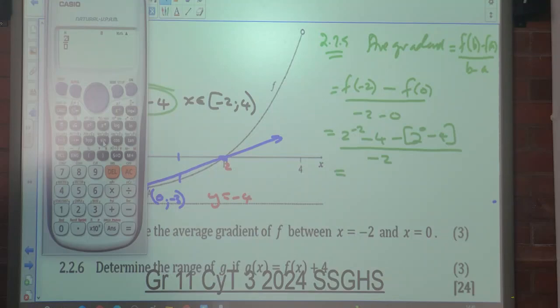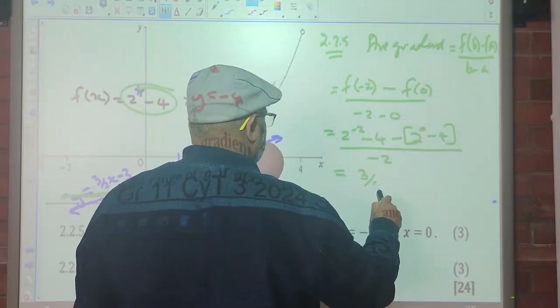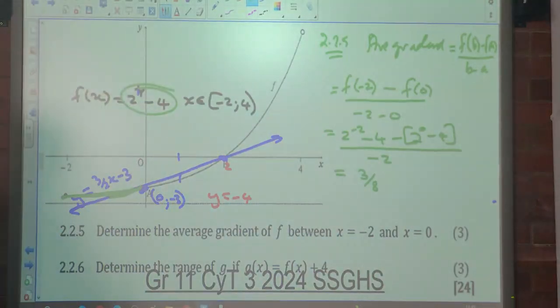It's going to be 2 to the exponent negative 2 minus 4 minus 2 to the 0. Didn't we do average gradient calculation before? We did, yes. The answer is 3 over 8. They ask you to interpret that, what would it be? The graph is increasing at the rate of 3 over 8. Okay.